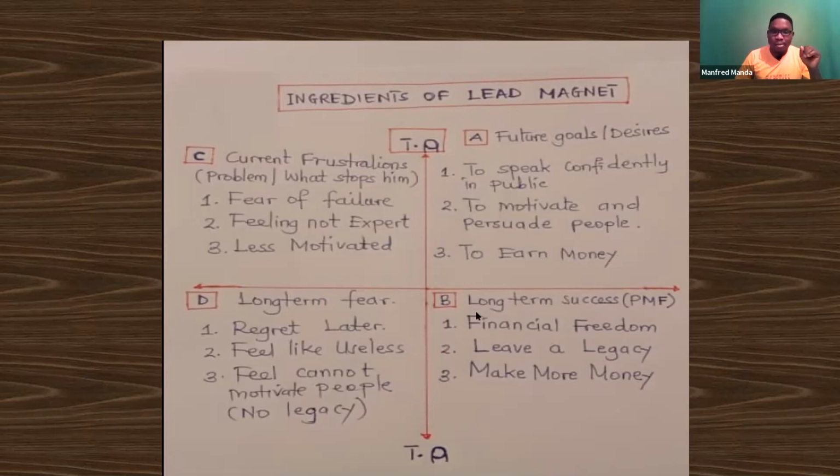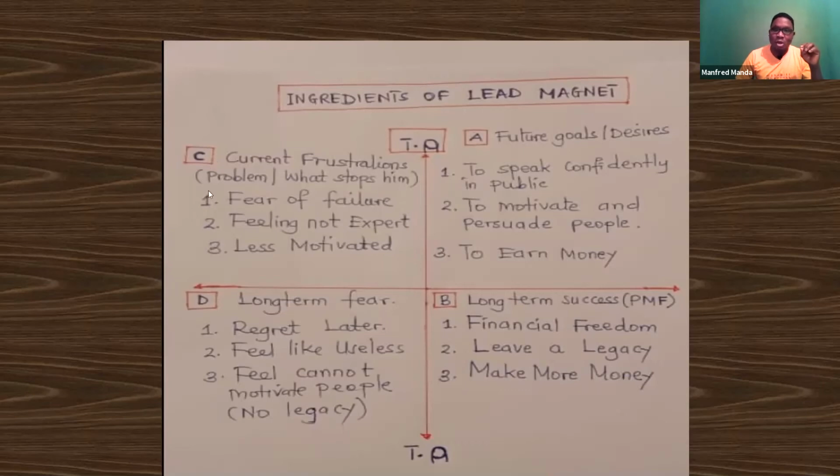And in column B, you have to look at the long-term success or primary motivating factors of your target audience. In my case, these are the primary motivating factors of my prospects: one, financial freedom; two, he wants to leave a legacy; and three, she or he wants to make more money. So these are three primary motivating factors that my prospective customer looks for.